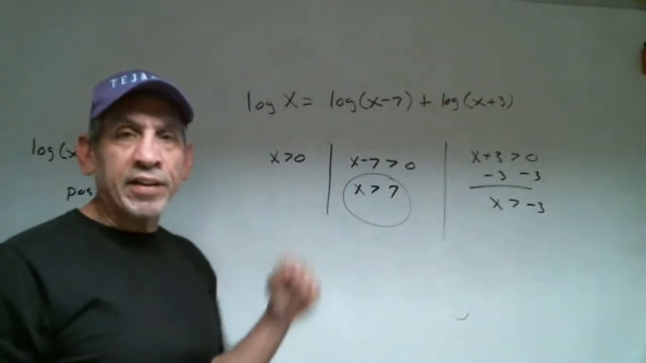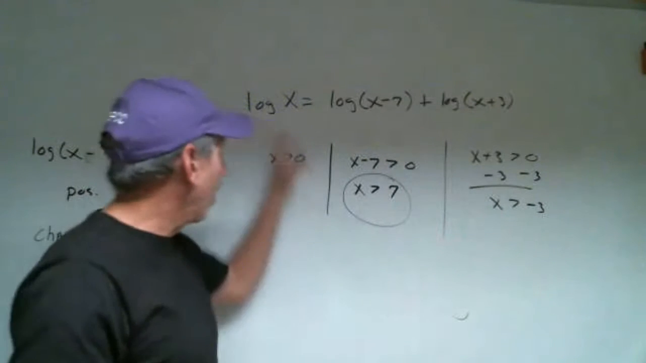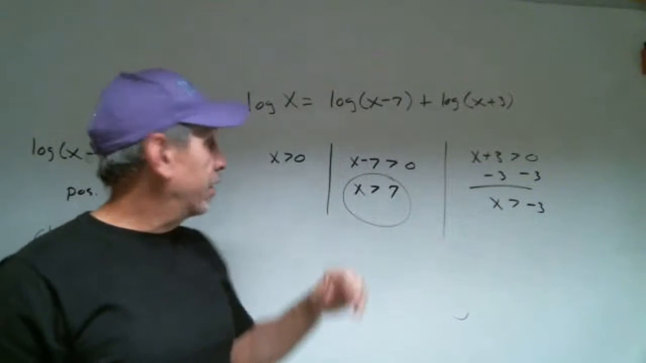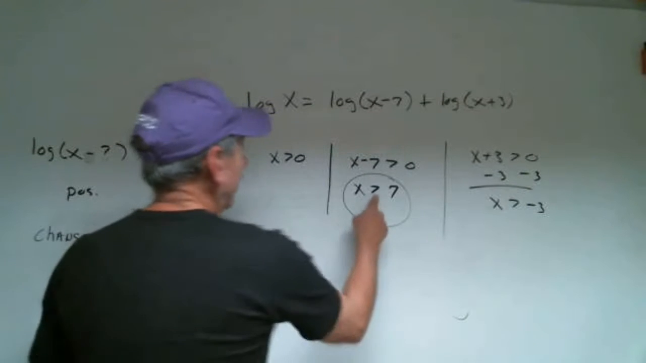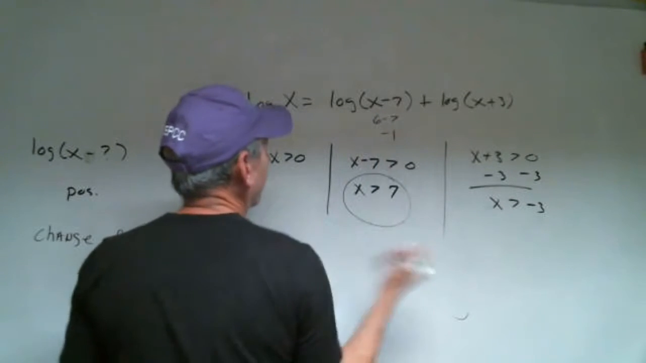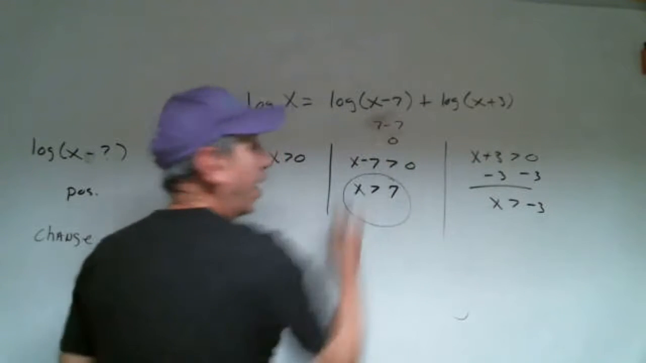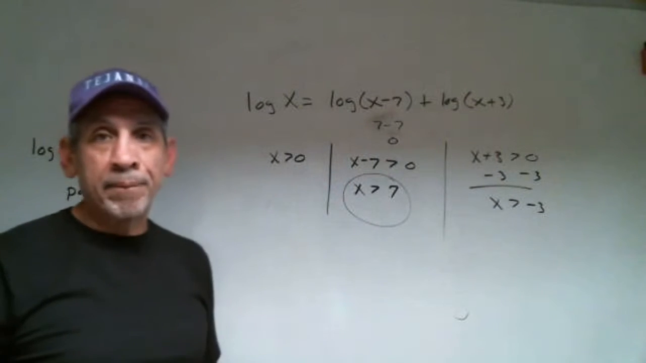it's not defined. And at times there are some solutions that don't have an answer because it's undefined, because all the logs didn't meet their criteria. Because if you plug back the answer, for example, say that I plug in a 6, 6 minus 7 is negative 1, so it won't work. What if I plug in a 7? 7 minus 7 is 0, and the log of 0 will also be undefined.